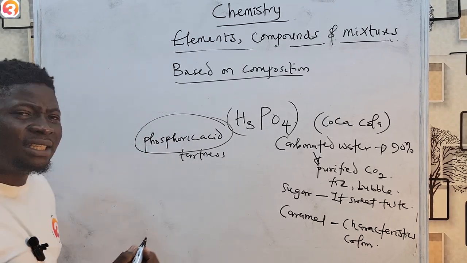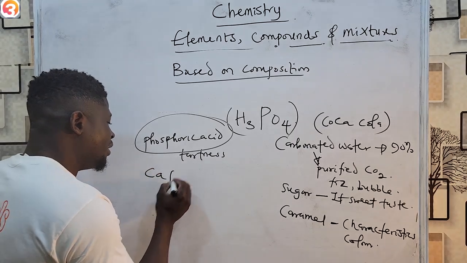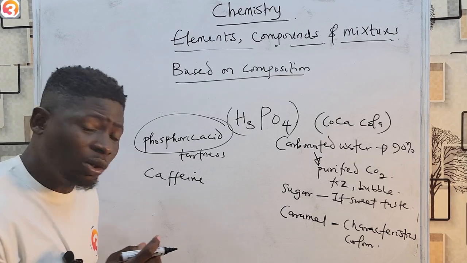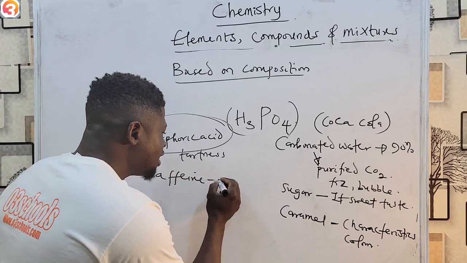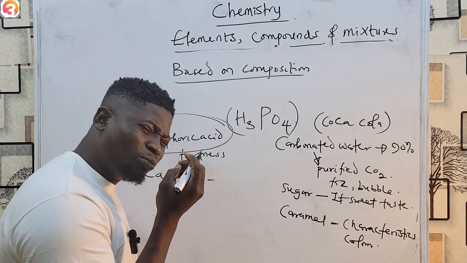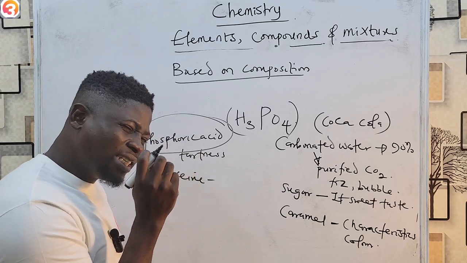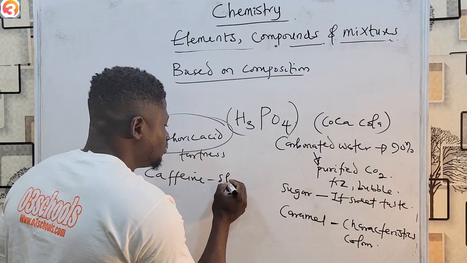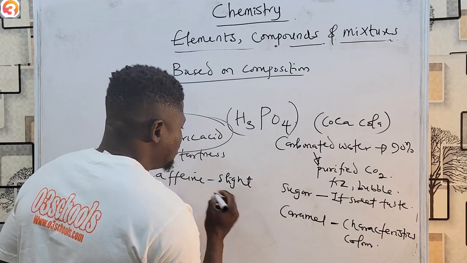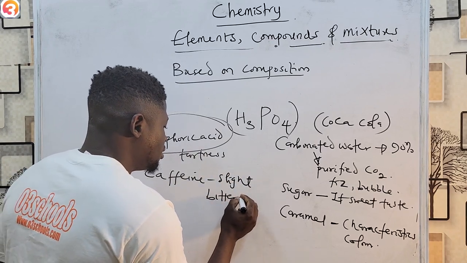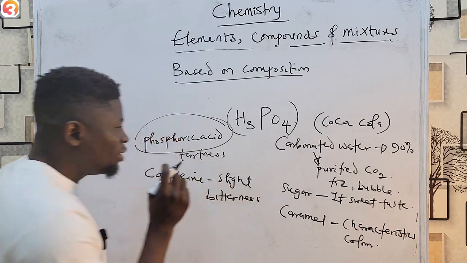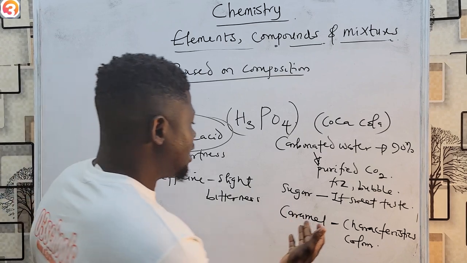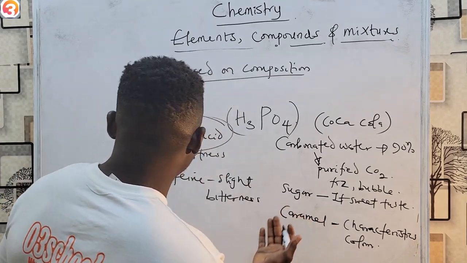It also has caffeine. The caffeine, of course, is what gives Coke that slight bitterness. You want to taste as if it's bitter, but it's not bitter. So it is the caffeine that is present. It gives Coke that slight bitterness. What more is present? Carbonated water, sugar, caramel, phosphoric acid, caffeine.